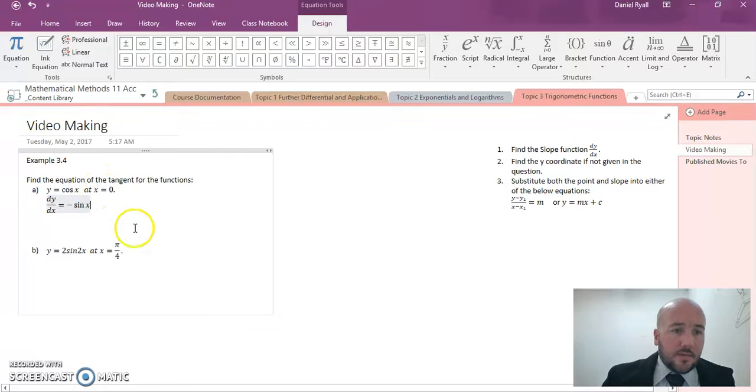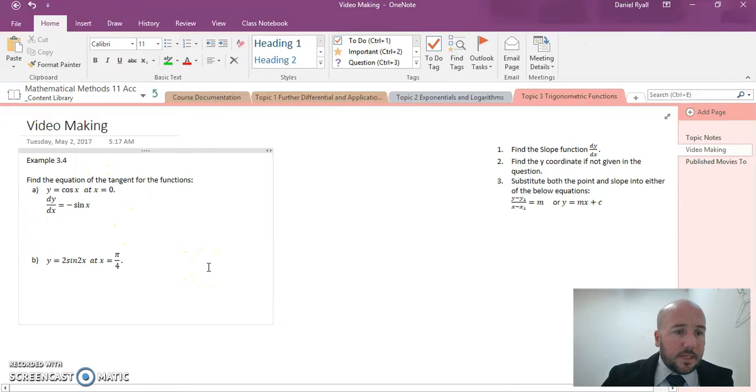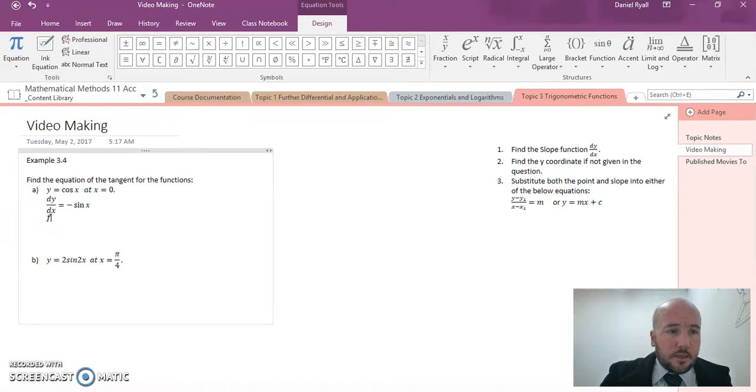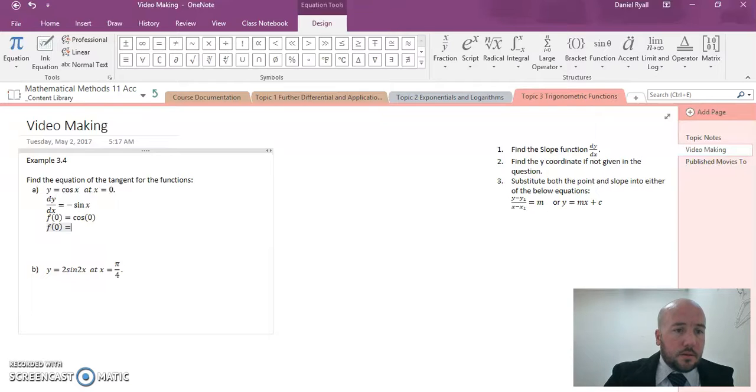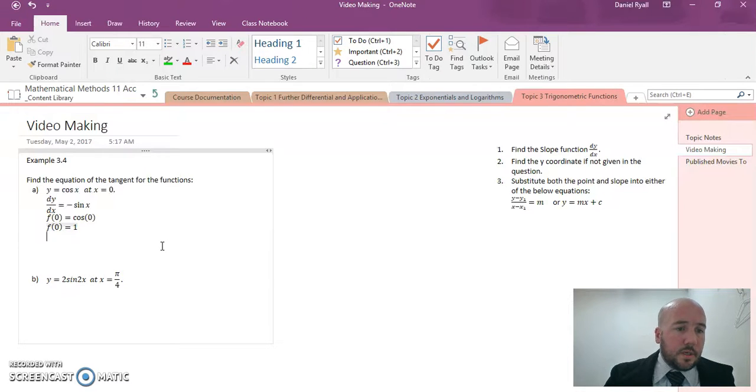In this case we're not given the y coordinate, so we need to also find what y is equal to. So I'm going to change the notation there to find f of 0. That would be equal to, remembering y is up here, cosine of 0, which is 1. So we'll put that in brackets just to show what we've done. So we now have the point (0, 1), as well as our derivative function.